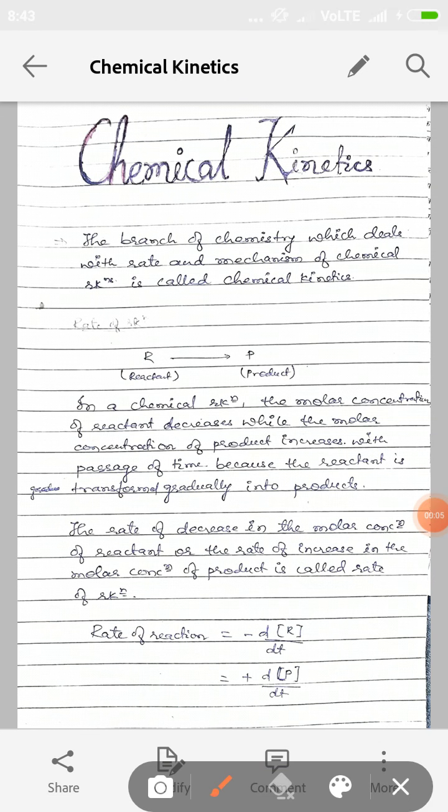Today we will discuss an important chapter of chemistry, that is chemical kinetics. As we know, the branch of chemistry which deals with the rate and mechanism of chemical reactions is called chemical kinetics. Let us see the rate of reactions. Here are reactants, and they give products.